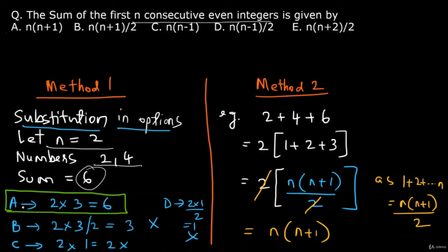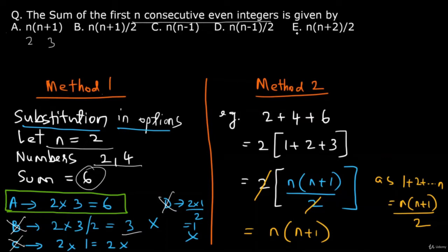Let's try to substitute it in option A. If you put n is equal to 2, you get 2 into 3, right? That's equal to 6. So that's correct. So let's hold option A and move to option B. In option B, if you substitute n is equal to 2, you get 3 over here, right? Therefore, we can eliminate option B. Similarly, in option C, you get 2. Therefore, we can eliminate option C. And in option D, when you substitute n is equal to 2, you get the answer as 1. Therefore, you can eliminate option D as well. And you are left only with option A.